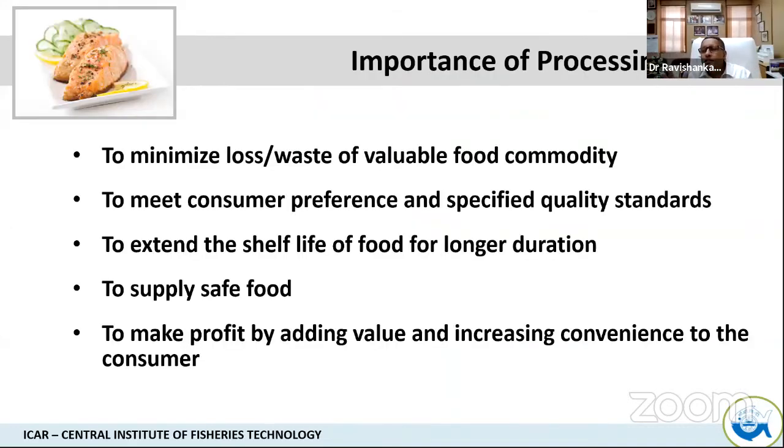So to address this, we need to process, we need to preserve, and we need to pack properly. Why do we need to do that? We need to minimize the loss, reduce the wastage, and meet the consumer preference, whatever the consumer wants. We need to develop products for that, and we need to extend the shelf life. If you say fish can be kept for only 1 hour, how can it be transported to the interior? It cannot be restricted to the coastal area or where it is produced. So we need to transport it. To extend the shelf life for a longer duration, supply safe food, and add value and convenience, at the end of the day it improves the business. Our exports can go up. These are the requirements.